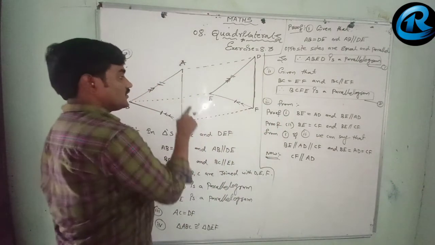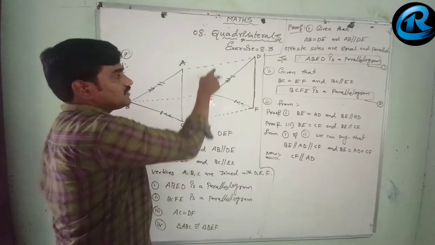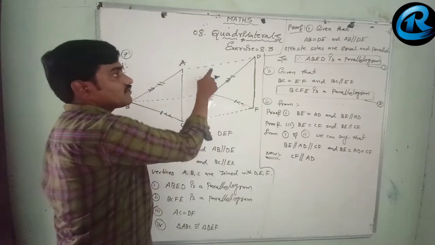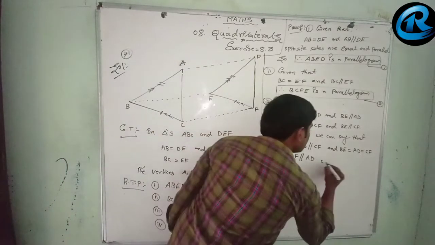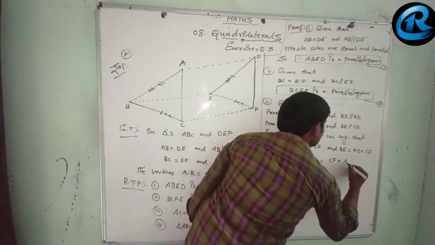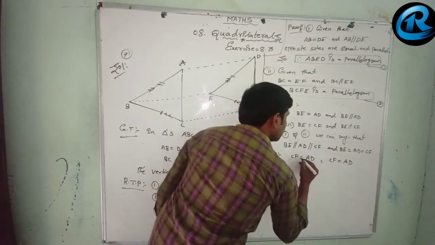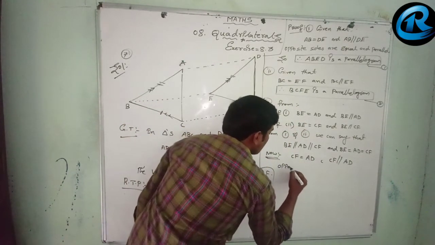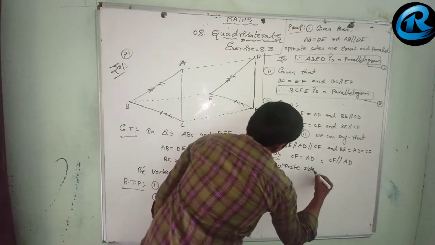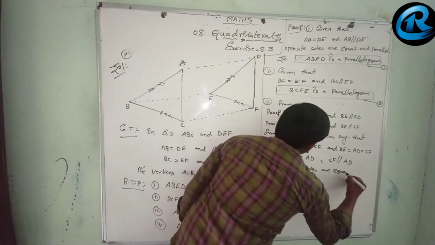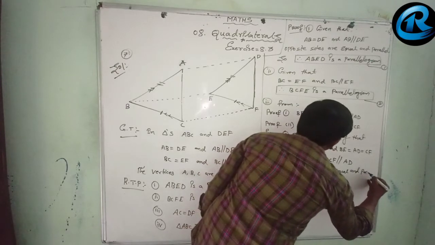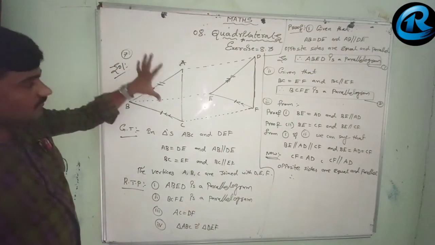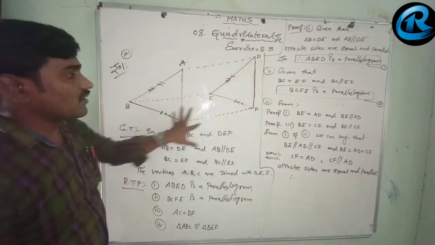CF is parallel to AD too, because BE is parallel to this and parallel to that. That means the things which are equal to others are equal according to Euclid. Then CF is equal to AD and CF is parallel to AD. So yes, opposite sides are equal and parallel. So we can say now that ACFD is a parallelogram.